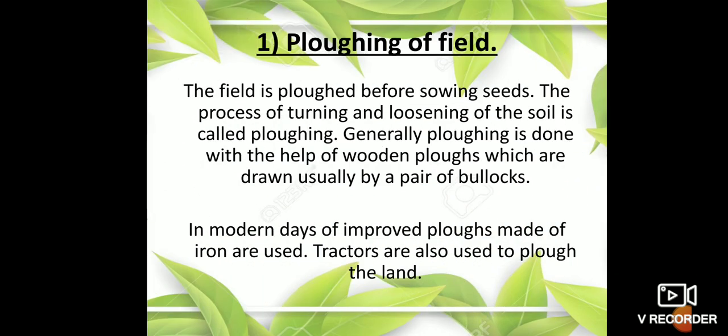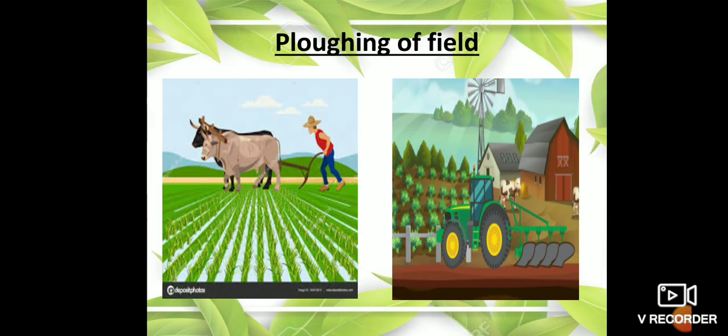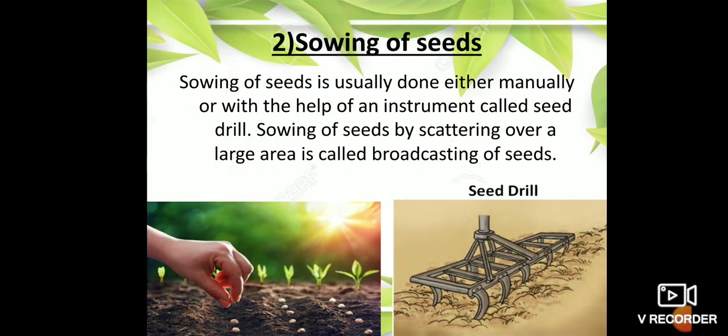The first one is plowing of field. The field is plowed before sowing seeds. The process of turning and loosening of the soil is called plowing. Generally, plowing is done with the help of wooden plows, which are drawn usually by a pair of bullocks. Before, everybody used to use bullocks only, children, but now modern times have come and it has improved. Plows made of iron, not wooden, are used. And more modern still, nowadays people are using tractors to plow the land. You can see in the picture both ways, children, with the help of the bullocks and with the help of the tractor.